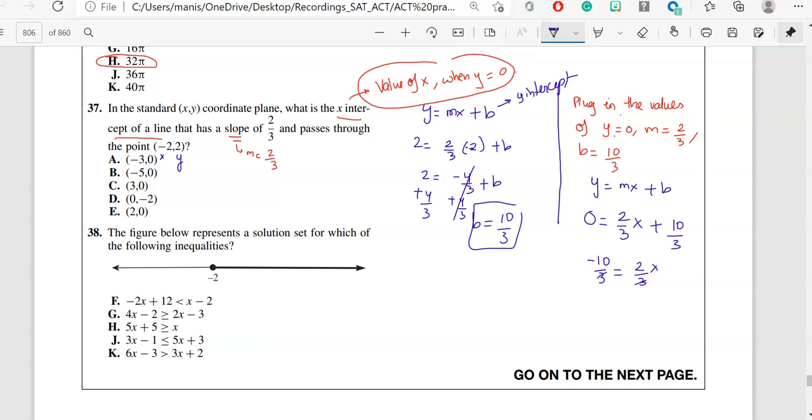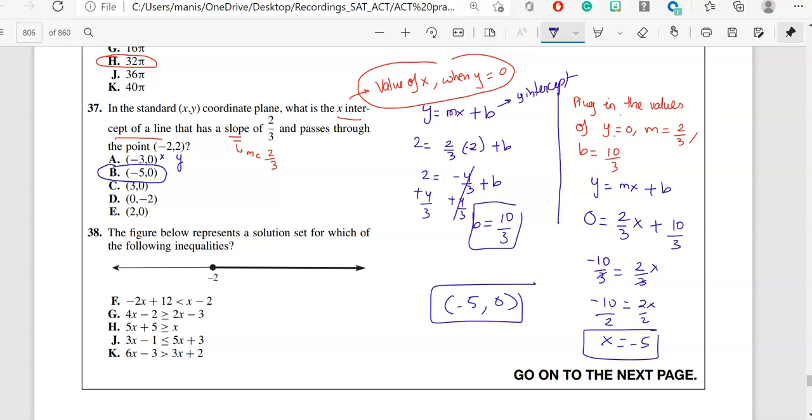Okay, this will cancel out. Negative 10 is equal to 2x, and you divide by 2 on both sides. When I do this, the value of x is negative 5. Now you remember I said the x-intercept is the value of x when y is 0, which is negative 5. So this is the correct answer choice for this question, which brings us to option B as your correct answer for this problem.